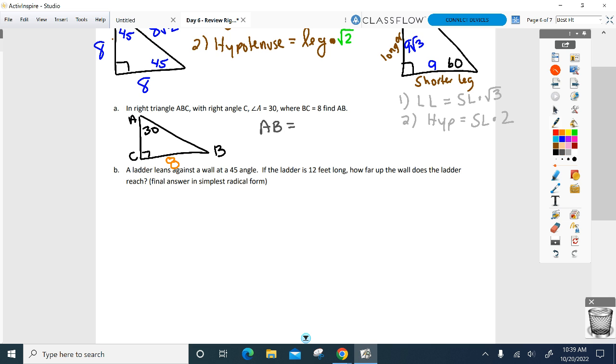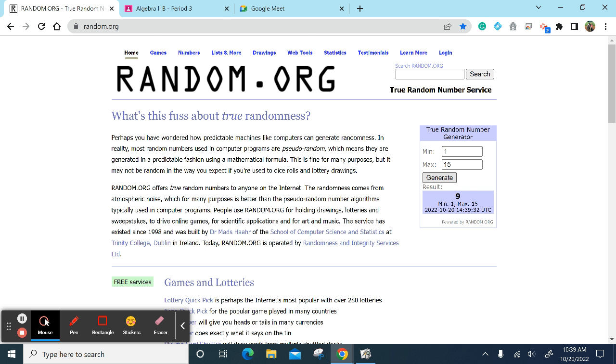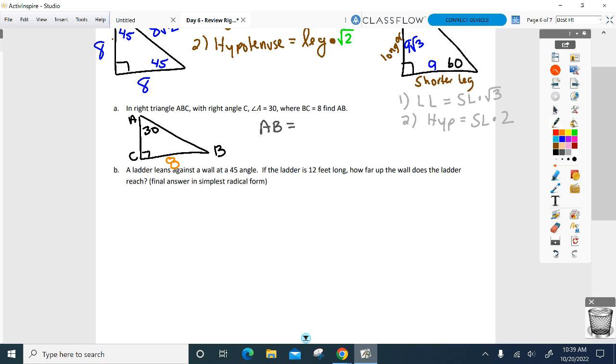First thing, it's a 30, 60, 90, right? Second thing, what is 8? Is that the shorter leg, the longer leg, or the hypotenuse in this diagram? What's the 8 represent? Shorter. Why? Because it's across from the 30. That makes it the shorter leg.